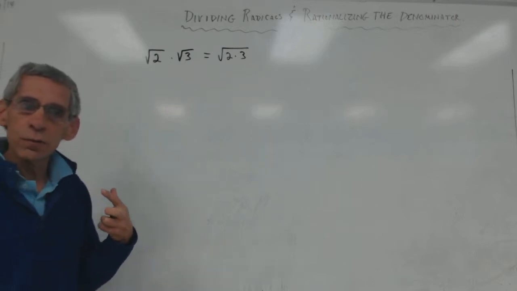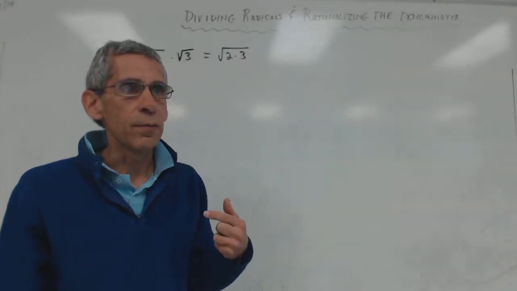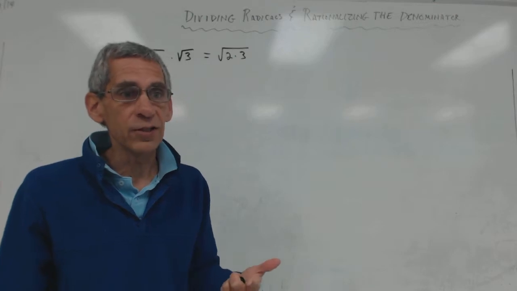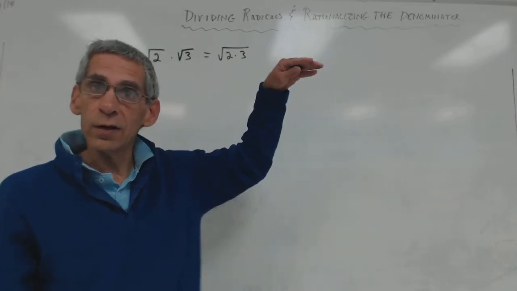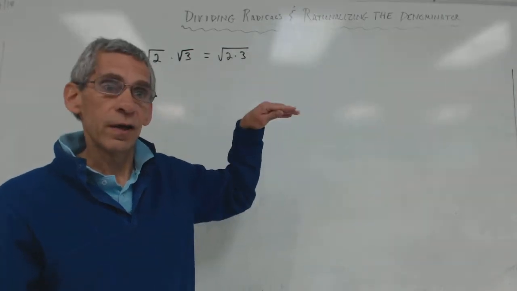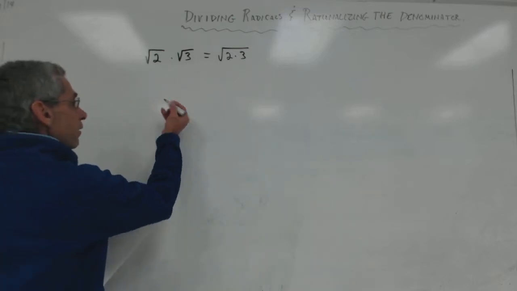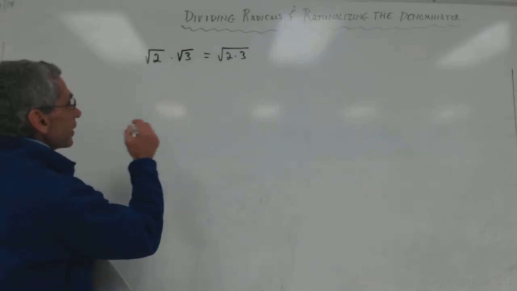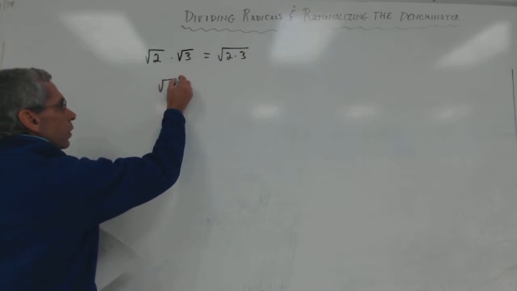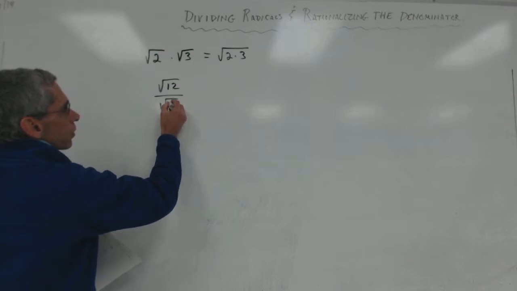And how would you normally write a division problem? What's the common way to write division? It's not even called division, it's called a fraction. A fraction is a division problem: numerator divided by denominator. So if I said something like this, the square root of 12 over the square root of 3.